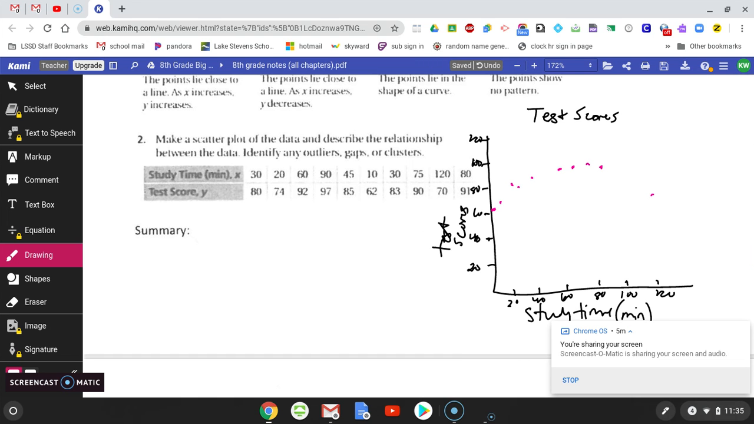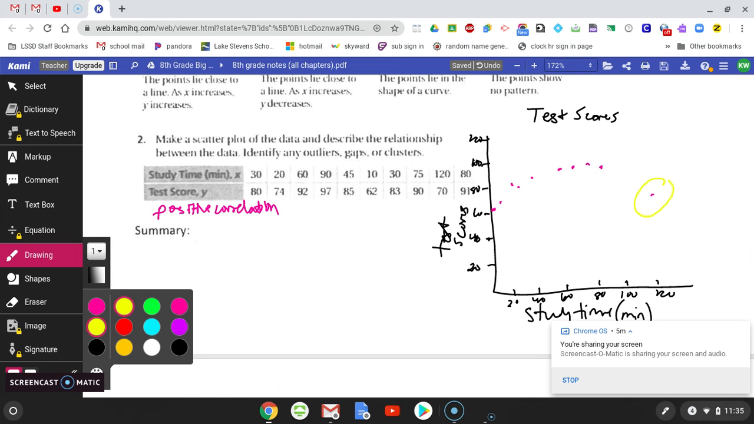Okay. So we've got our scatter plot. Describe the relationship. It looks like it's a positive linear relationship. You can see it's going in that trend. So we could say it's a positive correlation. Okay, identify any outliers. An outlier is going to be one that's not really following the trend. It's kind of away from the others. This would be my outlier.